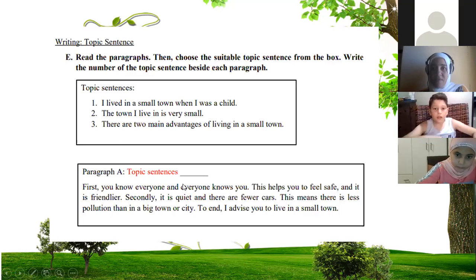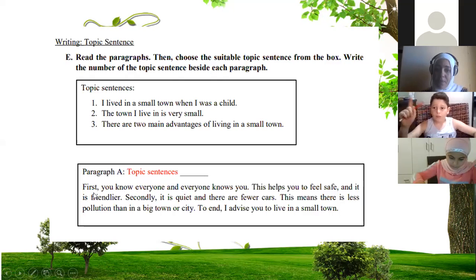Can you find the suitable topic sentence for this paragraph? Read the paragraph. First, you know everyone and everyone knows you. This helps you to feel safe and it is friendlier. Secondly, it is quiet and there are fewer cars. This means there is less pollution than in a big town or city. To end, I advise you to live in a small town. Let's see which topic sentence is suitable. I lived in a small town when I was a child. The town I live in is very small. There are 2 main advantages of living in a small town.